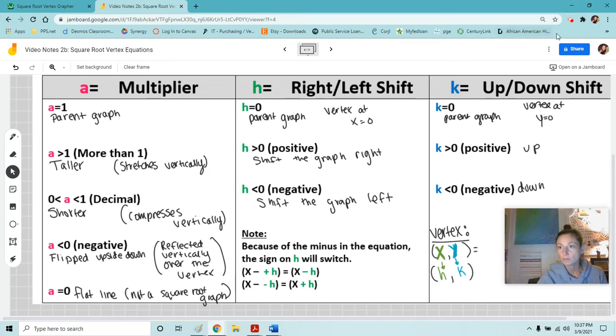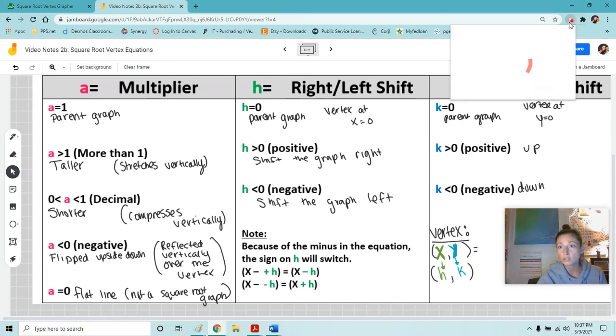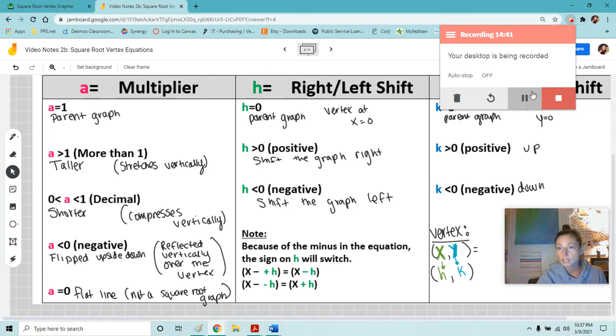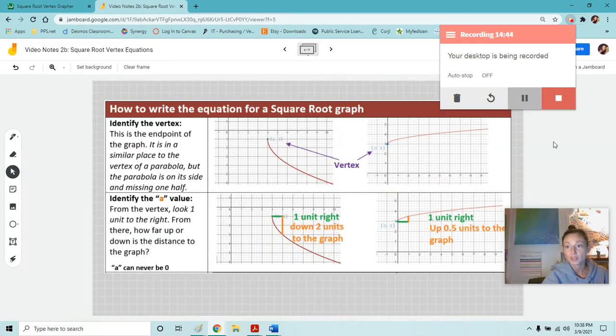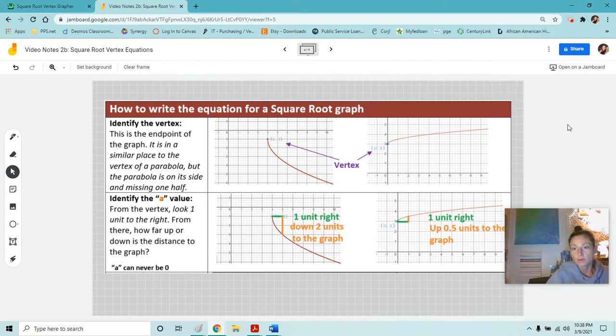All right, so next we will be getting into part 2, which is how to apply this to actual graphs. All right, so now we're going to be looking at how to apply these three letters to actual graphs of square root equations. And so we're going to go through, I have these typed up notes that you can look through, but I'll also go through actual examples.